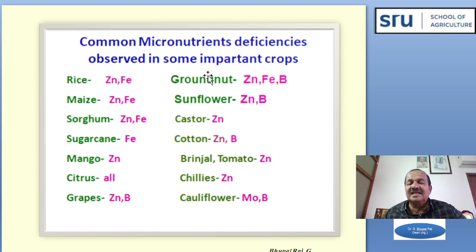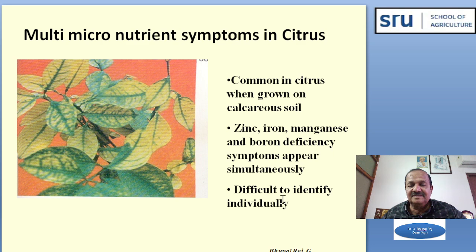In oilseed crops, sunflower and groundnut, we see zinc, iron and boron. Sunflower, zinc and boron are the most common micronutrient deficiencies. Castor, zinc deficiency is most common. Cotton, zinc and boron deficiencies are most commonly observed. Vegetable crops, brinjal and tomato, the most commonly observed micronutrient deficiency is zinc. Chilies, zinc deficiency is more common. Cauliflower, we observe molybdenum and boron among the micronutrients.